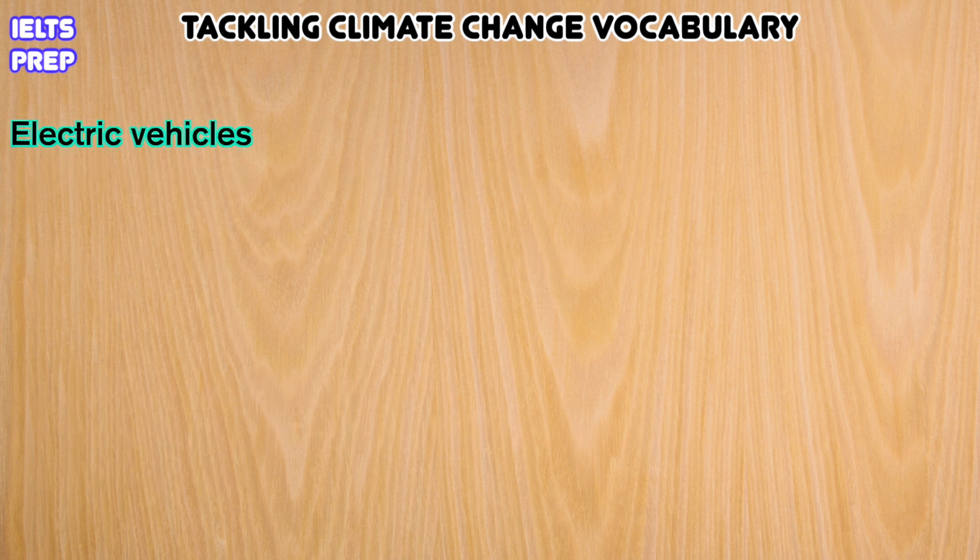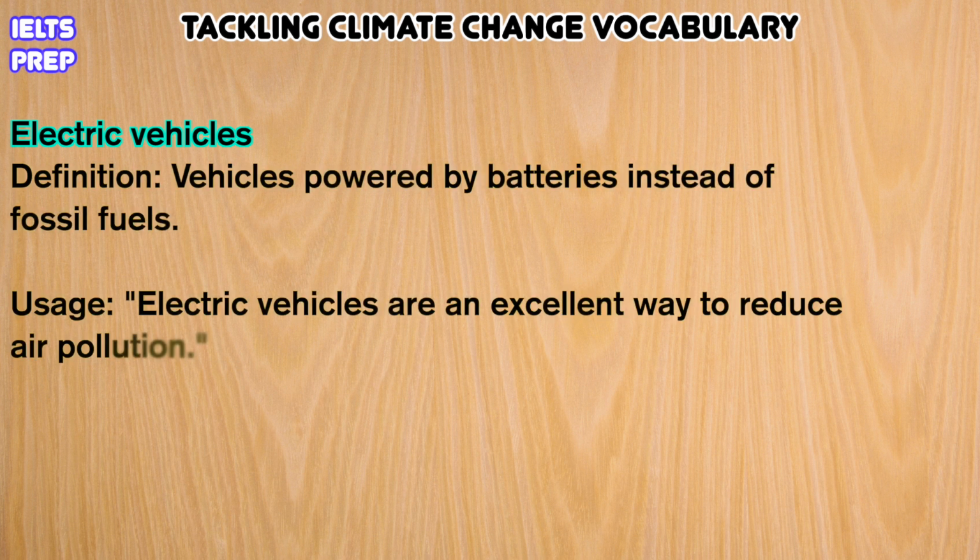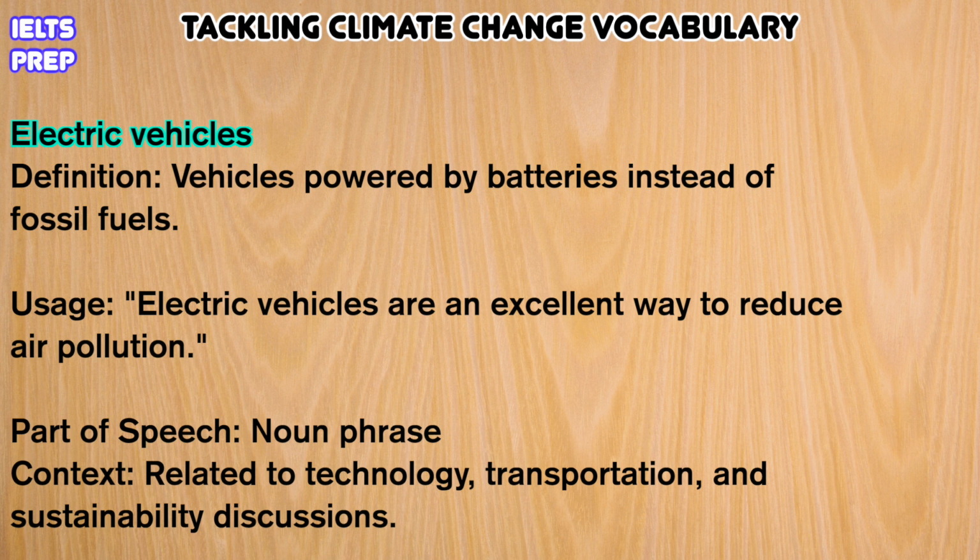Electric vehicles. Definition: vehicles powered by batteries instead of fossil fuels. Usage: electric vehicles are an excellent way to reduce air pollution. Part of speech: noun phrase. Context: related to technology, transportation, and sustainability discussions.